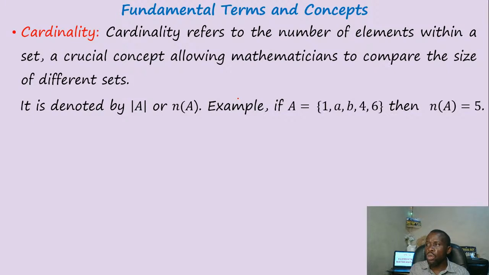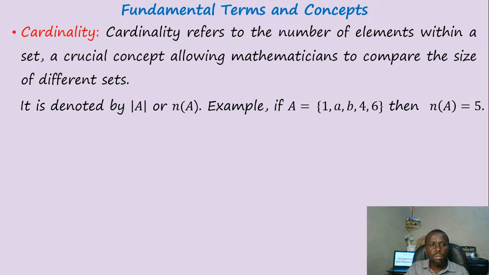For example, if you have A to be {1, a, b, 4, 6}. Now, you might be saying, why do we even have a, b, and then numbers together? It is the way we want to define it, and the elements are distinct. We say 1, a, b, 4, 6. No problem. The cardinality now will be how many elements are in that set. So you have to look at how many elements we have in that set. For us to do that is very simple. You just count the number of elements in that set.